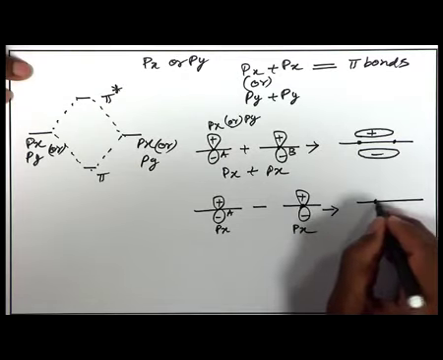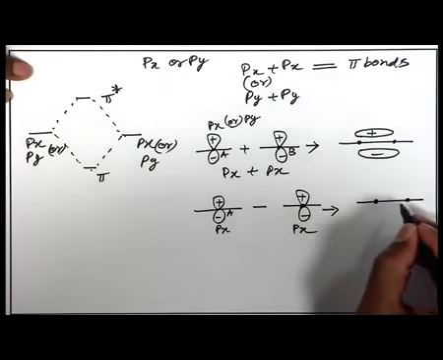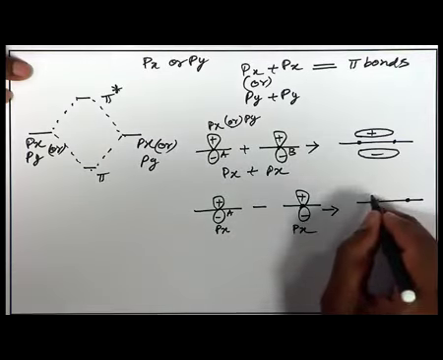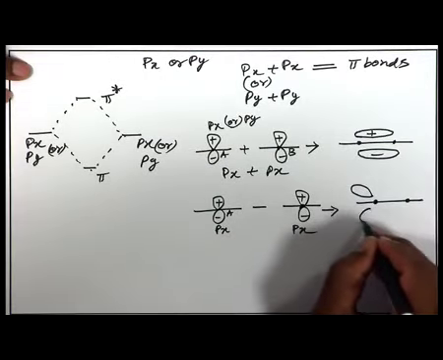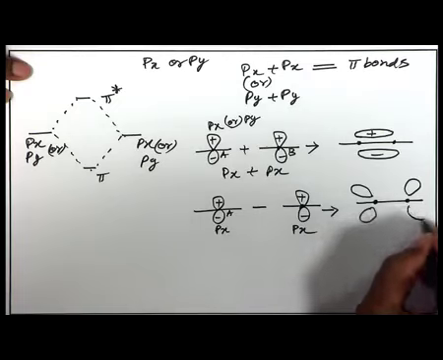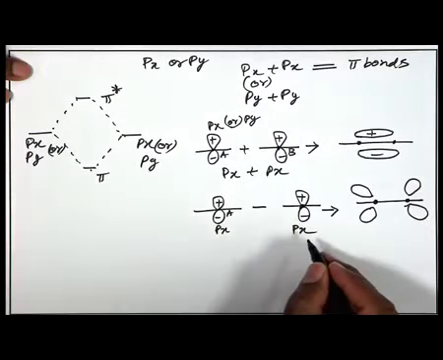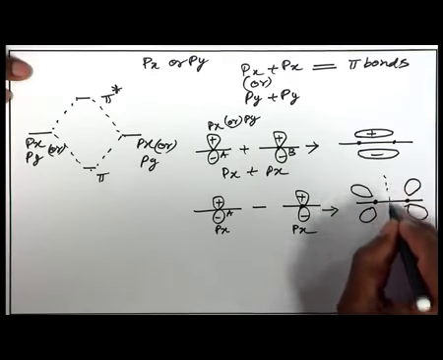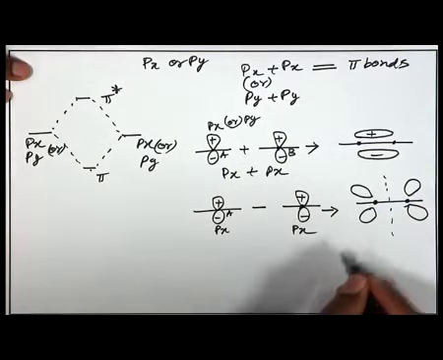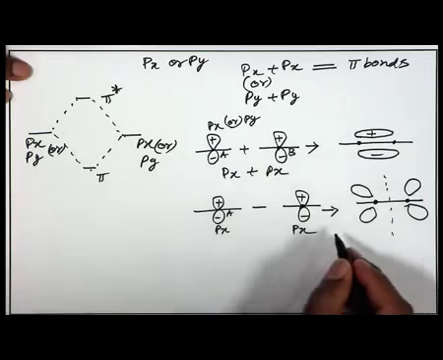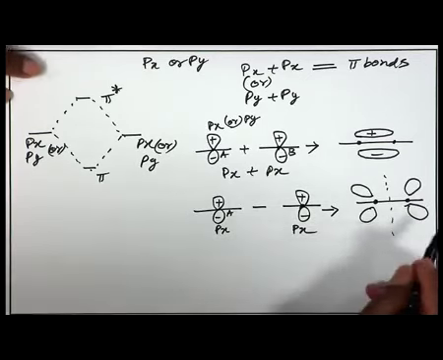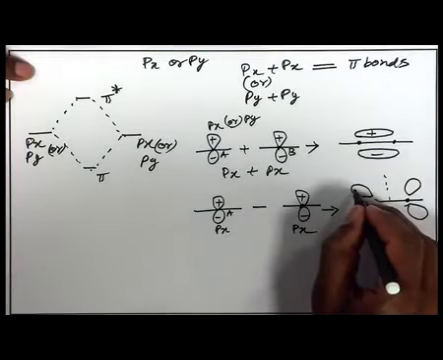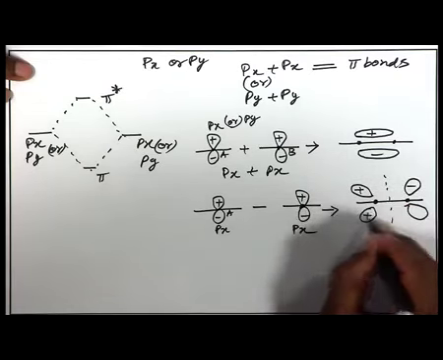This is the internuclear axis, this is the atom nucleus. Now, how many nodes are there? There is a node along the internuclear axis as well as a node perpendicular to the internuclear axis. So, an additional node is present there. So, this is plus, minus, plus, minus.